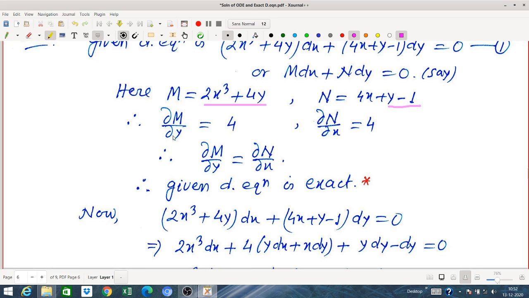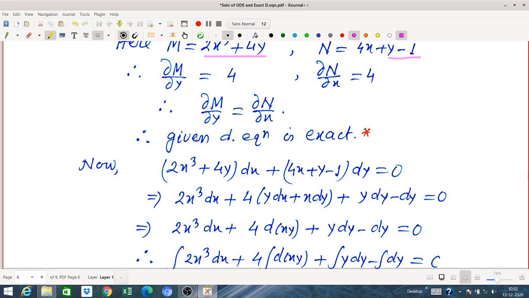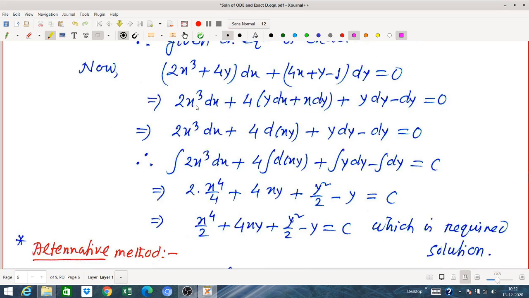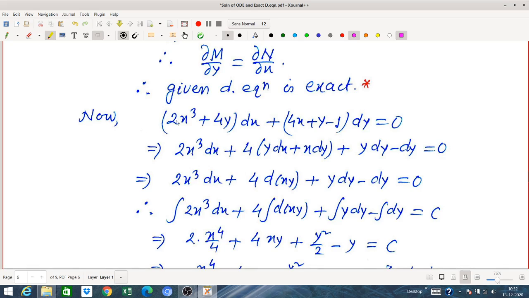So what you have seen? Del M by del y equal to del N by del x, and that is our necessary and sufficient condition. Therefore the given differential equation is exact. Now we have to solve. So let us see first by grouping. Now this is our differential equation, (2x cube plus 4y) dx plus (4x plus y minus 1) dy.